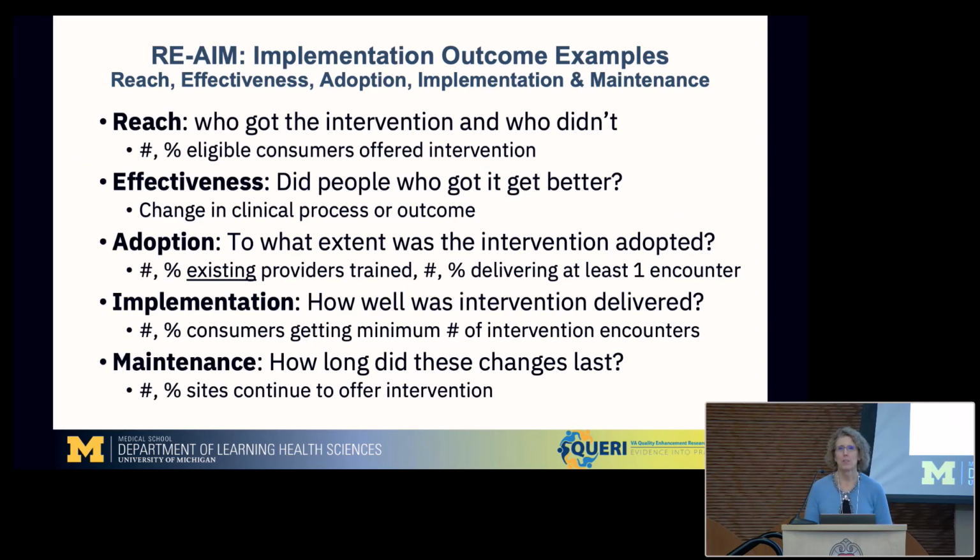So RE-AIM is a wonderful model of thinking about what implementation outcomes to measure in your hybrid type 2 design. So Reach is basically who got the intervention, who didn't. And so this is also essentially your measure of equity. You want to make sure that people get equal access to a treatment. For Effectiveness, did people who got the treatment get better. The Adoption is to what extent was the intervention adopted by frontline providers. Implementation is how well the intervention was delivered by the frontline providers. And then Maintenance is when you go away, the researchers go away, are the places still implementing your treatment.